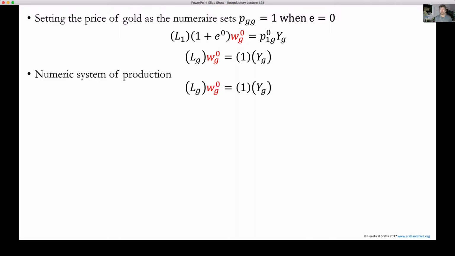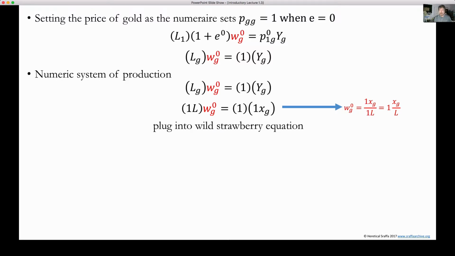Okay, we do it in terms of the numbers, right? Put our numeric example in there. I'm here doing the gold sector. 1 unit of labor times the wage rate is going to be equal to 1 ounce of gold. Okay, that gives us a wage rate here of 1 ounce of gold per unit labor. All right, that's going to be the wage that we plug into the wild strawberries equation.